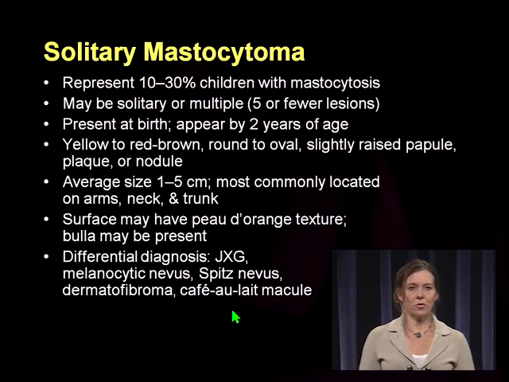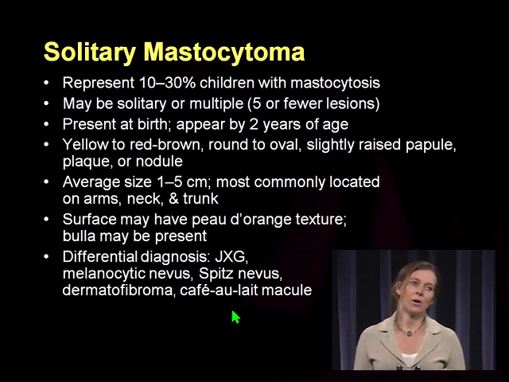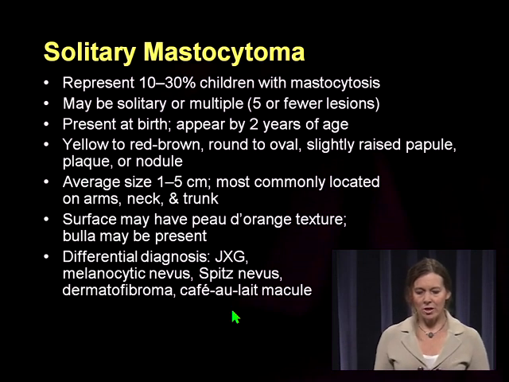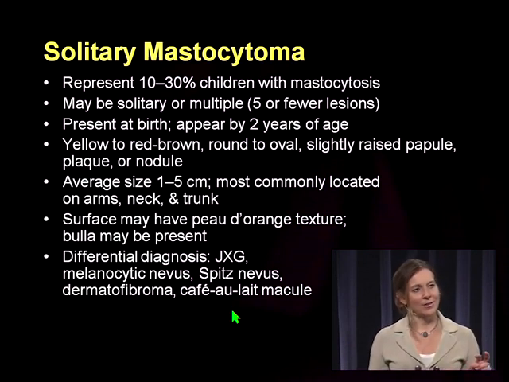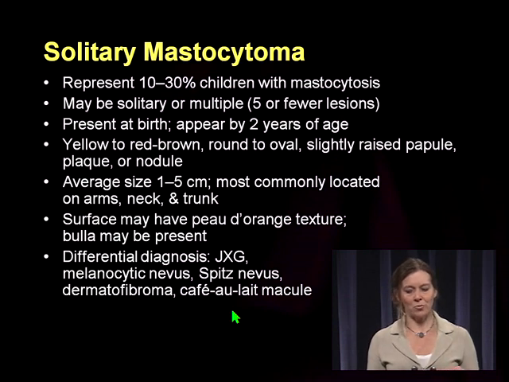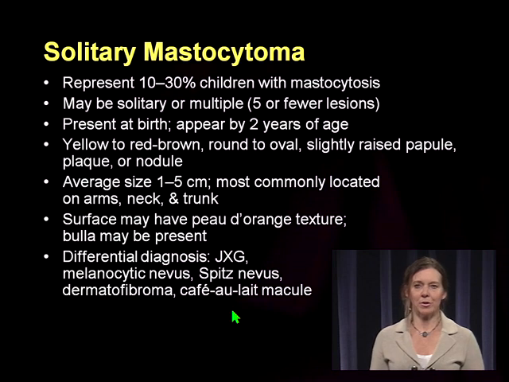So there are different forms of mastocytosis in children. The two most common are a solitary mastocytoma and urticaria pigmentosa. So let's talk first about the solitary mastocytoma, which is a little bit of a misnomer because that refers to patients that have between 1 and 5 lesions. The lesions are usually present at birth, but can appear in infancy or up to a couple years of age. They have a pretty typical appearance, and I'll show you a few examples.